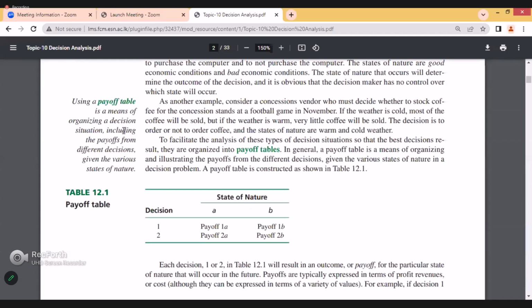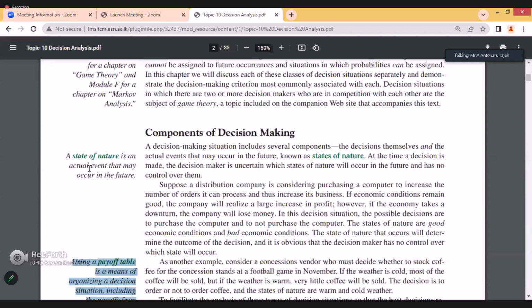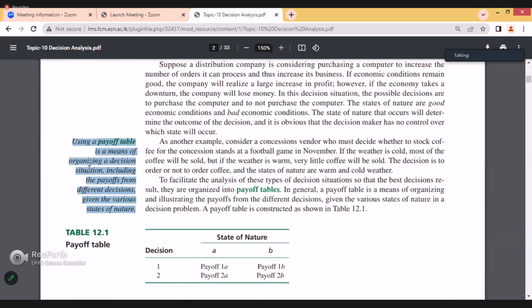The simplified, summarized definitions are given on the left-hand side of this material. The two categories of decisions: one is knowing the probability, the other is not knowing the probability. Second, the state of nature is an actual event that may occur in the future. Third, the payoff table organizes the decision situation, including the payoff. Payoff means returns, profit or loss, from different decisions given at various states of nature.